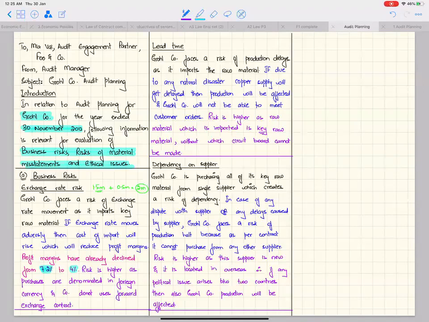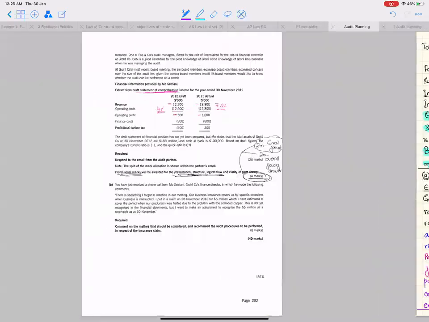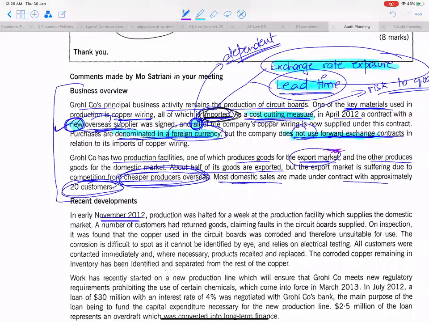So now see, first of all, I identified the risk of dependency. Then I wrote the impact of that risk, that due to this risk, our production will get halted. And the evaluative comment is that as this supplier is located in an overseas country, there is a risk that due to political issues also, the production may get affected. Okay, getting the point. Now, there is one more risk, that half of our goods are exported.